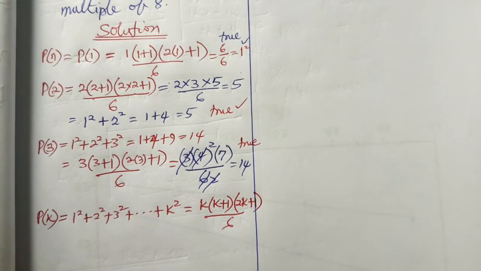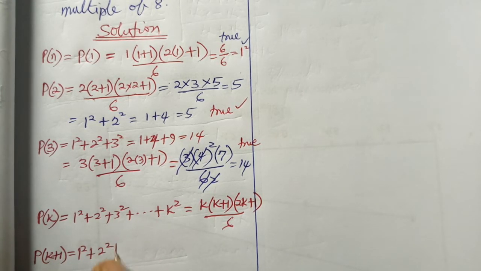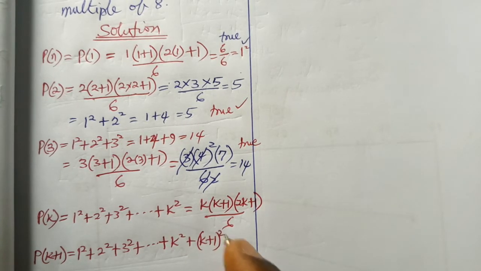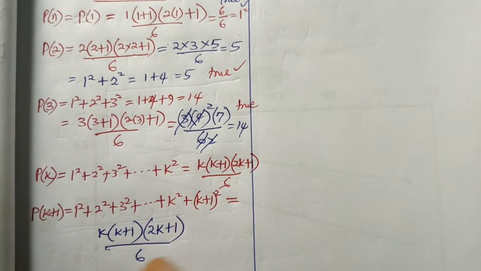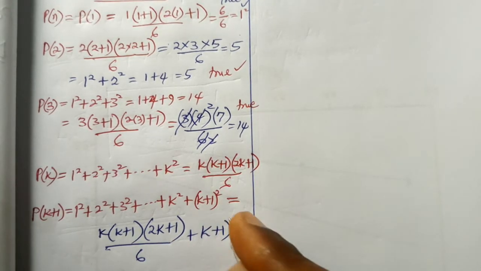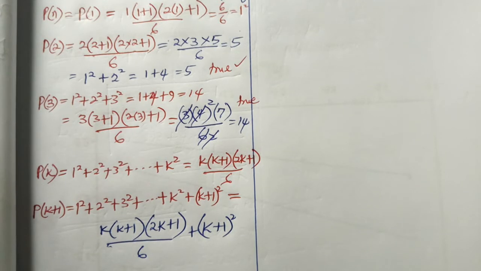But in order to prove it, we'll also put k plus 1 in place of k. That will give us 1 squared plus 2 squared plus 3 squared plus and so on plus k squared plus k plus 1 squared, which will give us this value plus k plus 1 squared. It will give us k into k plus 1 into 2k plus 1 all over 6 plus k plus 1 squared. So that's what it should give us.